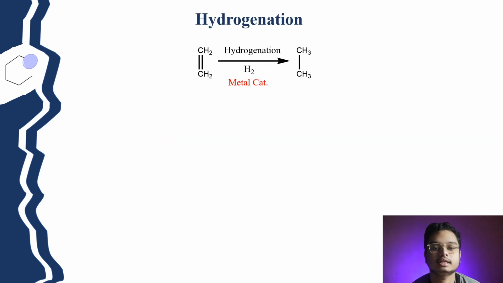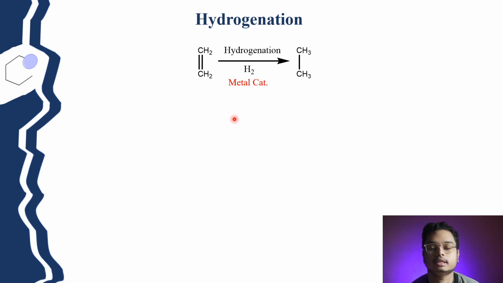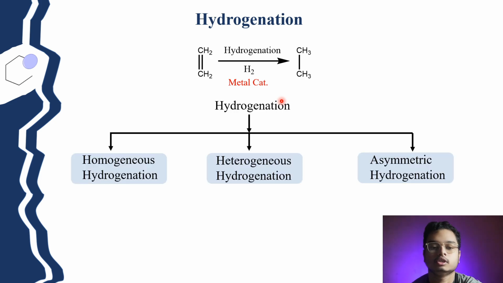Okay, so first let us understand hydrogenation. Basically you all know about hydrogenation. Hydrogenation is nothing but hydrogen addition to an unsaturated compound to make it saturated. Hydrogenation can be done by various processes, but here we are focused on the metal catalysis pathway. We can simply classify hydrogenation into three parts: homogeneous hydrogenation, heterogeneous hydrogenation, and asymmetric hydrogenation.